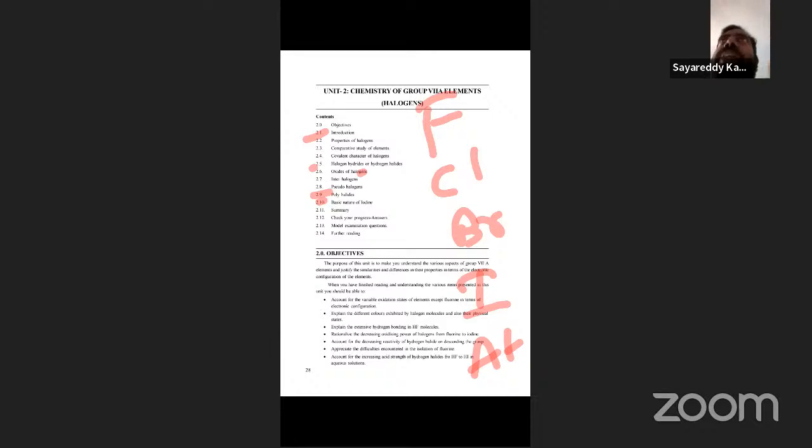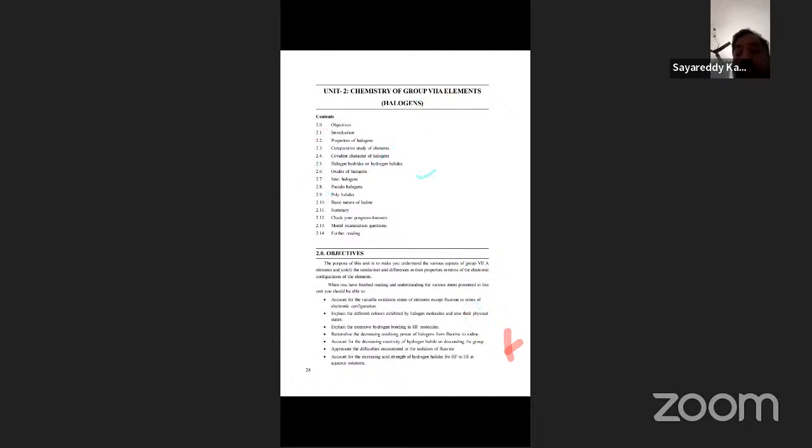So what is the objective? What are halogens and what are their properties in this lesson? Very important are interhalogen compounds, pseudohalogen compounds, and oxides of halogens. These three topics are very important in this lesson, and every exam covers questions from these topics.